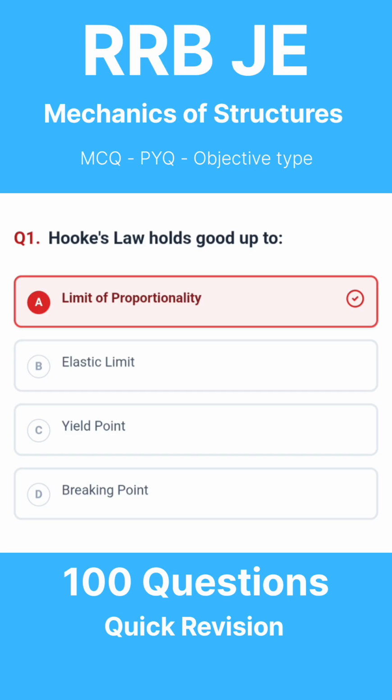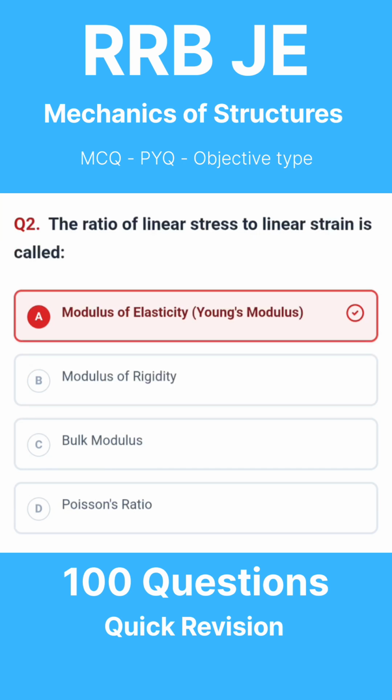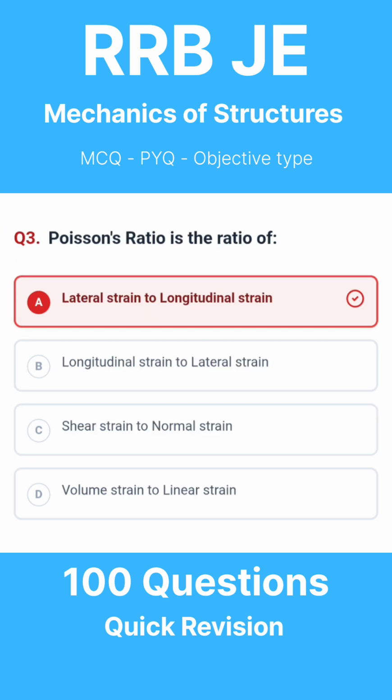Question 1. Hooke's law holds good up to. The correct answer is limit of proportionality. Question 2. The ratio of linear stress to linear strain is called. The correct answer is modulus of elasticity, Young's modulus. Question 3. Poisson's ratio is the ratio of. The correct answer is lateral strain to longitudinal strain.